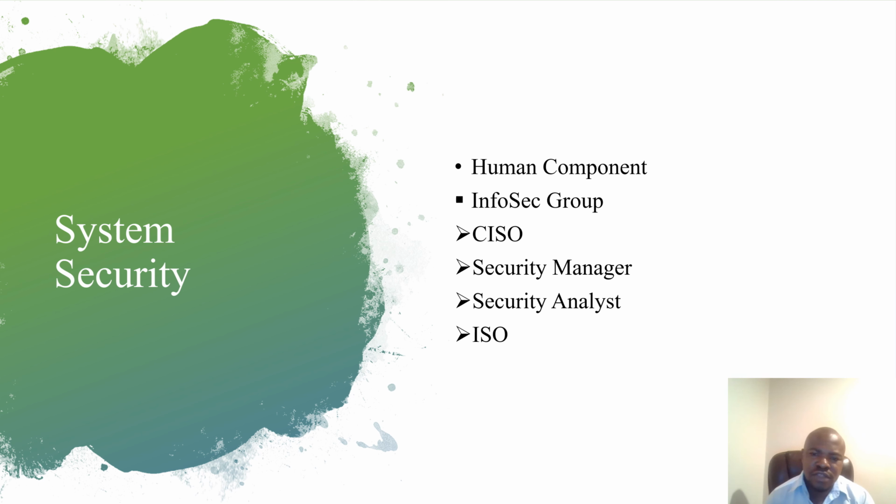When we move on to the human component of security, we'll have an information security group, and this information security group will be composed of a CISO, Chief Information Security Officer, a security manager, security analyst, and information security officer. This group will be essential in solving all issues pertaining to security, deploying IDPs, and even ensuring physical security.